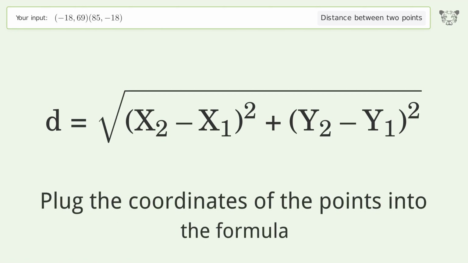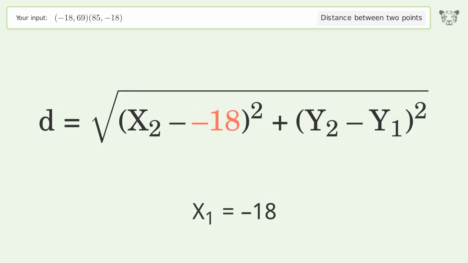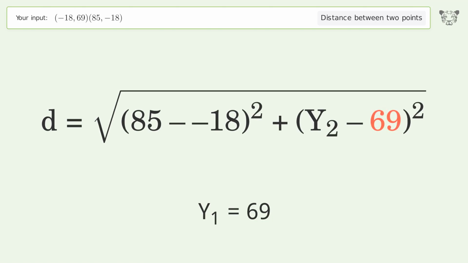Plug the coordinates of the points into the formula. x1 equals -18. x2 equals 85. y1 equals 69. y2 equals -18.